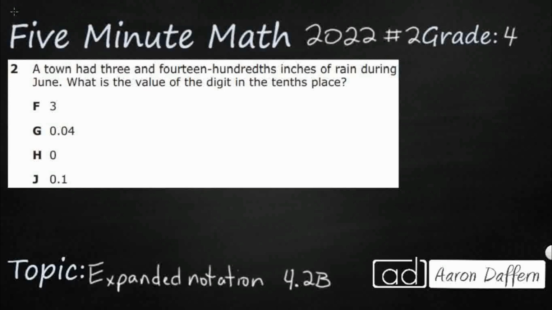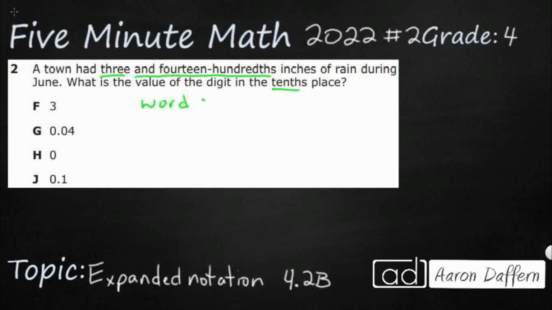So a town had 3 and 14/100ths inches of rain during June. What is the value of the digit in the tenths place? All right, so the only number we really get is in word form there. So let's see if we can match our words with our numbers and our different notations here.